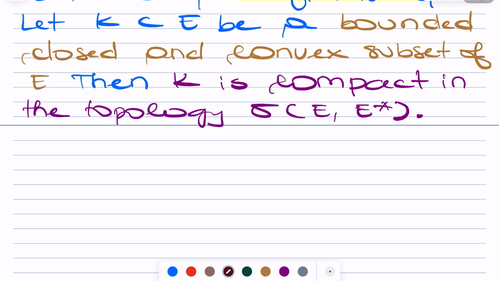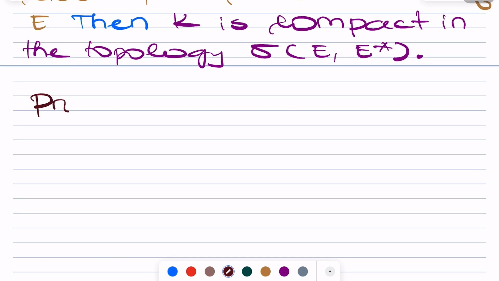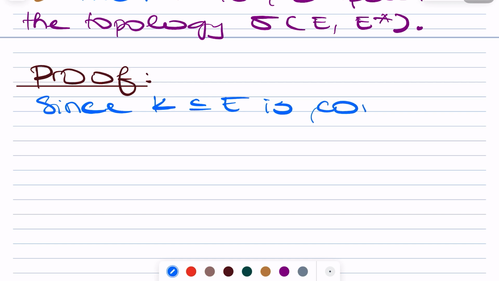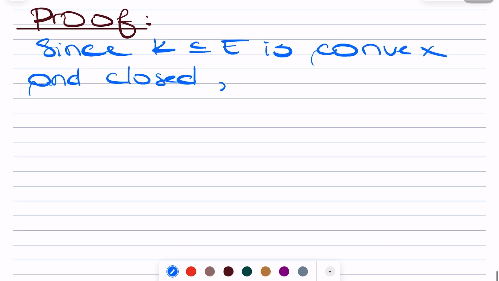Proof is rather straightforward. So since K is actually convex and strongly closed, K is weakly closed definitely. Since K is convex and closed, K is weakly closed.